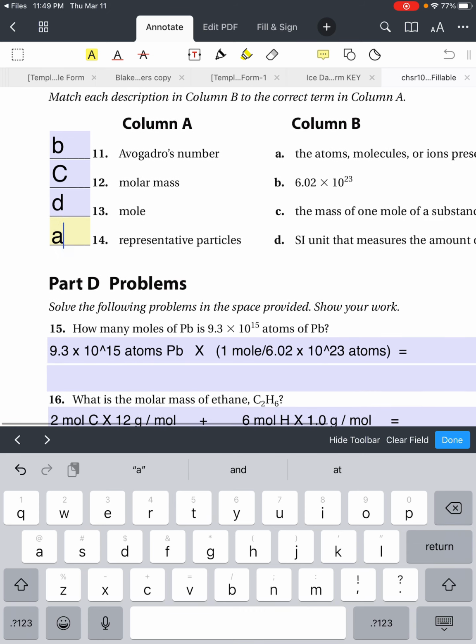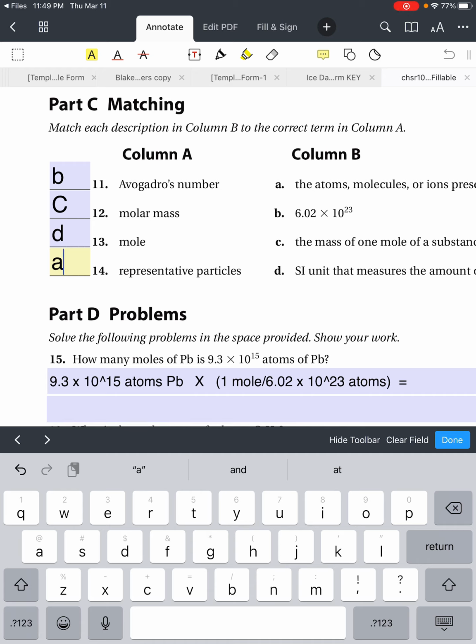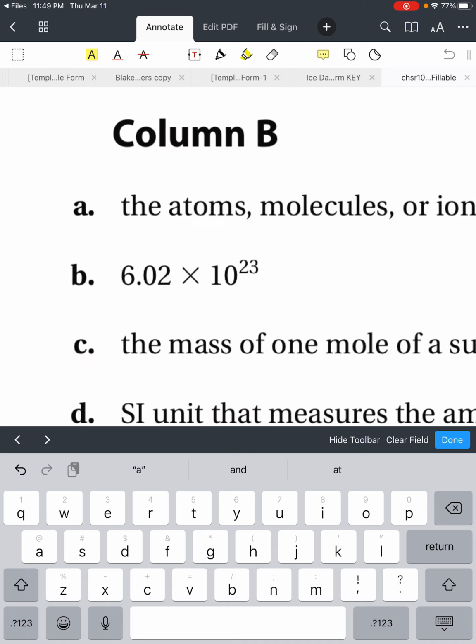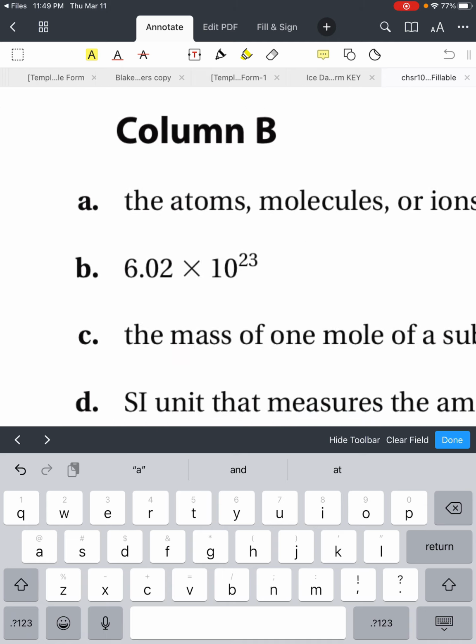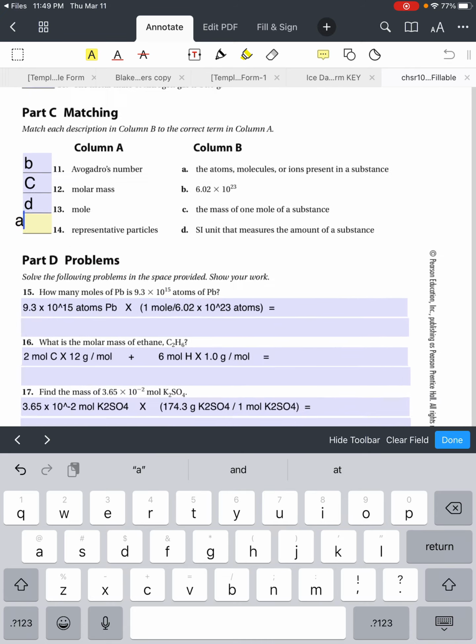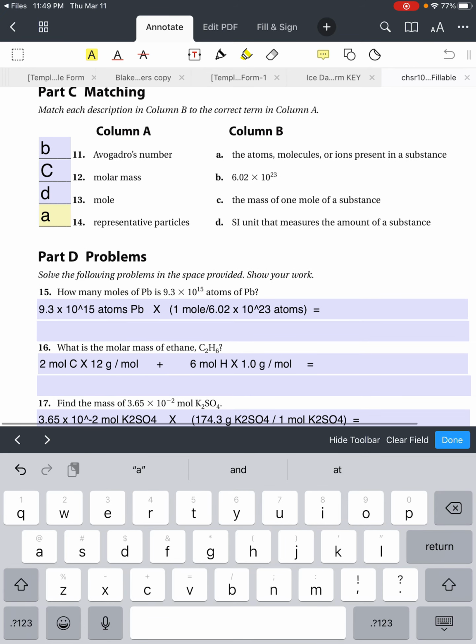Now on these problems, I started typing them already because they take a while to type. And the question is, how many moles of lead, Pb, is in 9.3 times 10 to the 15th atoms? And we saw up here that 1 mole is 6.02 times 10 to the 23rd. And that's a much smaller number by a factor of, what, 10 to the 8th. So if you do the math here, well, let me tell you how we set this up.